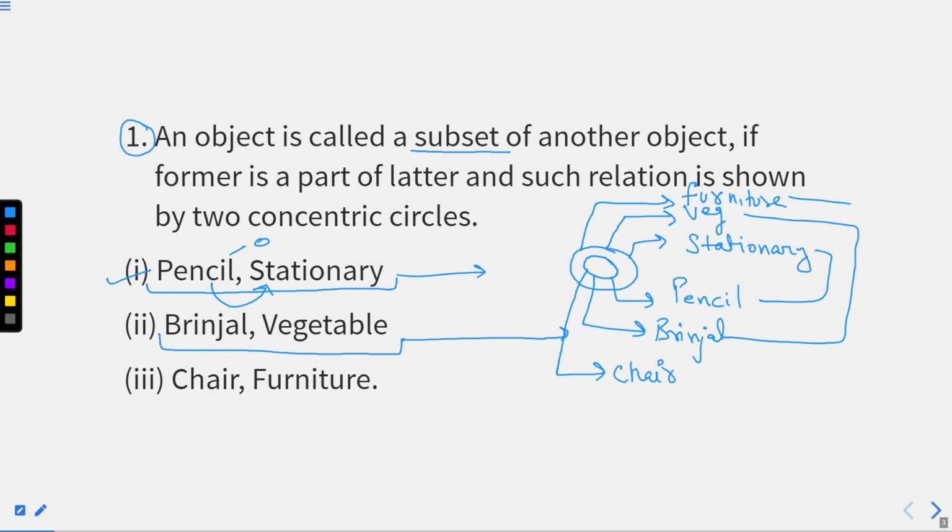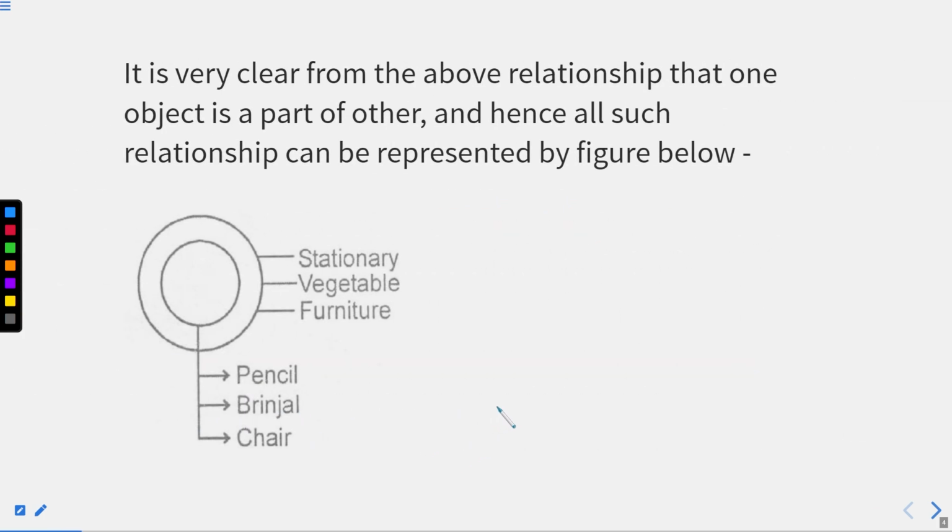Now this forms the third pair, right? And this particular figure is the Venn diagram for all three cases. In this, the common thing is a circle followed by another circle. There are two concentric circles. It means these three situations, either pencil and stationery, brinjal and vegetable, or chair and furniture, will be represented with the help of this Venn diagram. For better understanding, you will see this figure here as well, right?